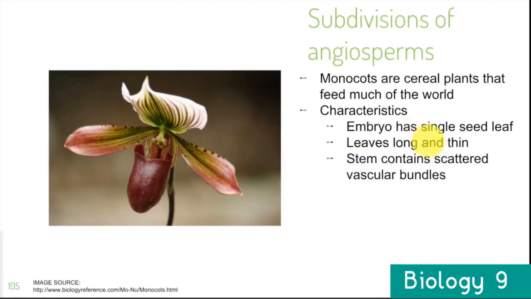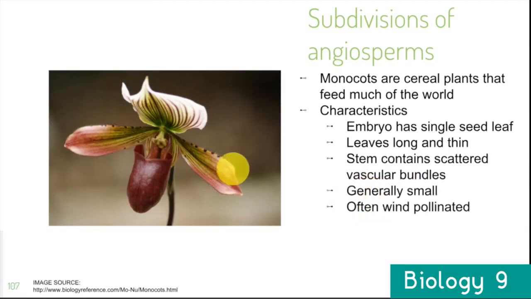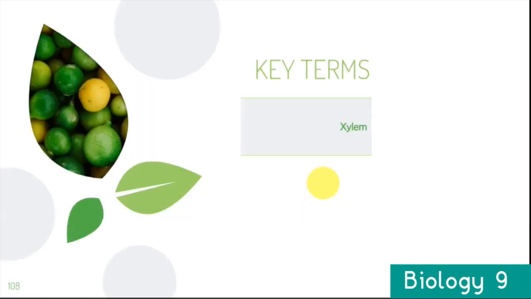There's a few characteristics of these. The embryo has got a single seed leaf. That's where it comes from. The seed leaf is called the cotyledon. The leaves are generally very long and thin. The stem contains these vascular bundles. This is for transport. They're generally quite small, and they're often pollinated with the wind. You can see these are likely to be able to blow a long distance in the wind.